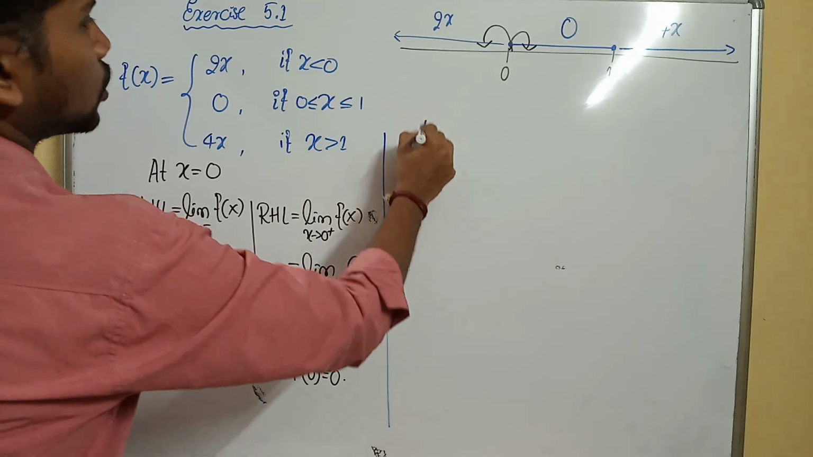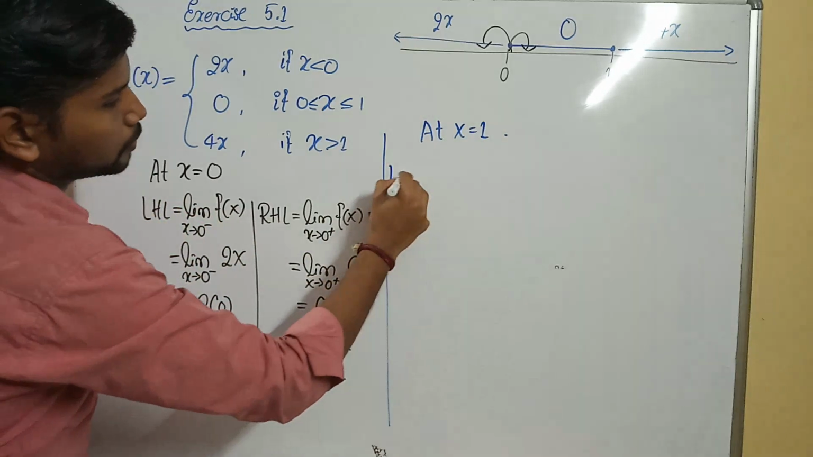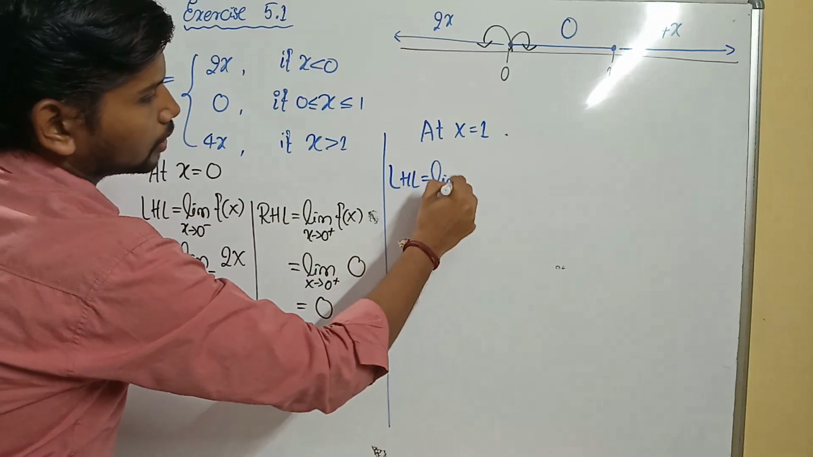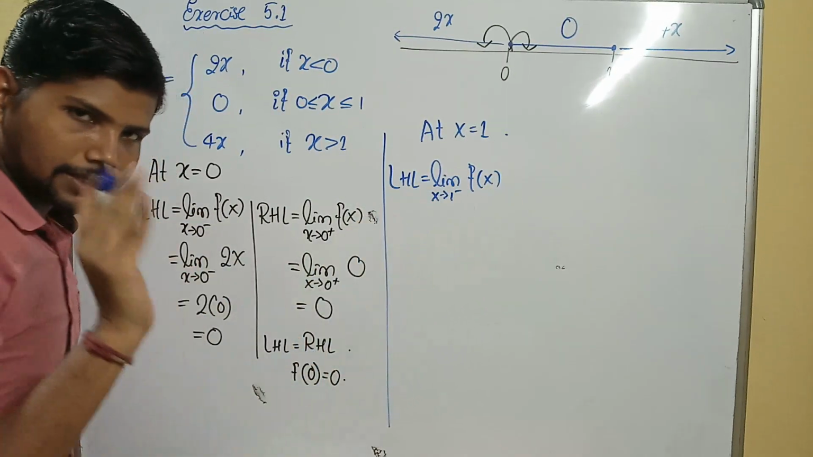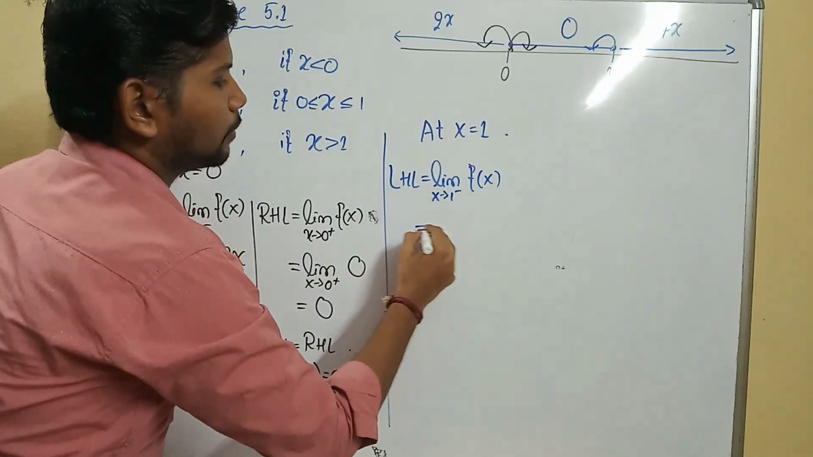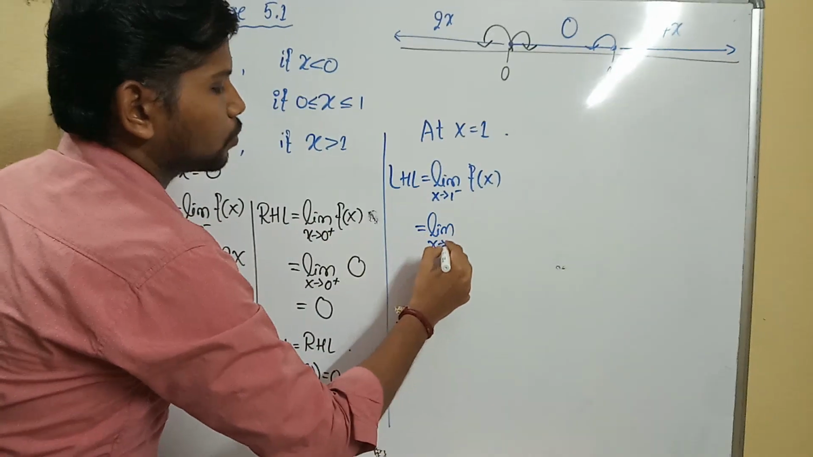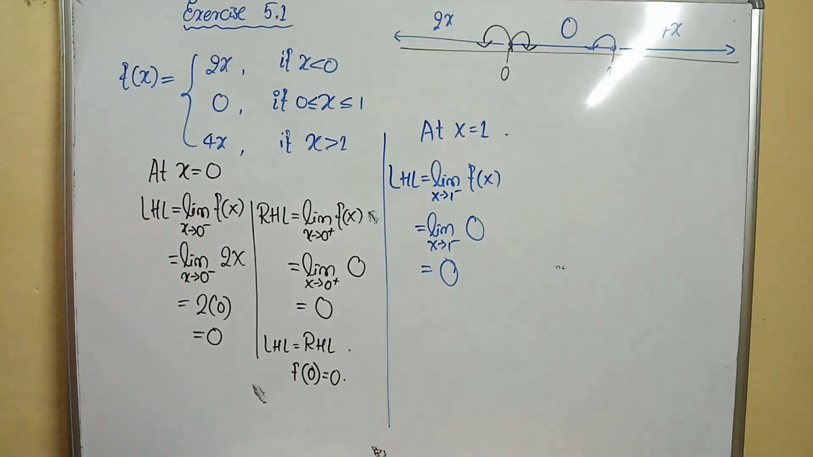Then I need to check the continuity at x equal to 1. Concentrate. What should be the LHL? LHL is limit of f of x as x tends to 1 minus. Got it? 1 minus, less than 1. What is the 1 minus value? Its value will be 0. x tending to 1 minus, its value will be 0. Limit applied to a constant, yes, we got the constant value.